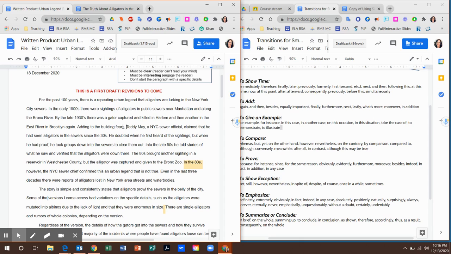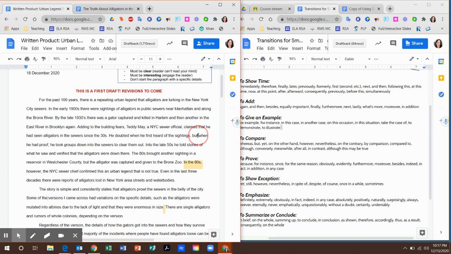Okay, adding to the building fears, Teddy May, a New York City sewer official, claimed that he had seen alligators in the sewers since the 1930s. He admitted, because I feel like this is clunky, like I need to revise the writing for clarity too, not just the transitional part. So he doubted when he first heard of the sightings, and that seems a little awkward to me. But when he had proof, he took groups down in the sewers to clear them out.